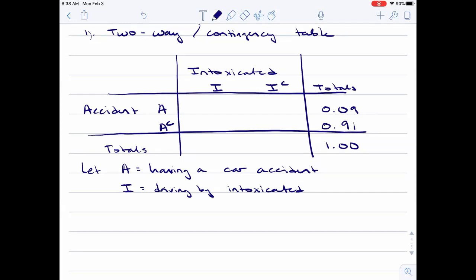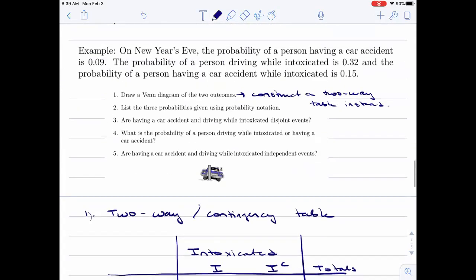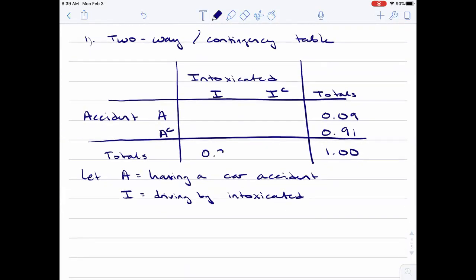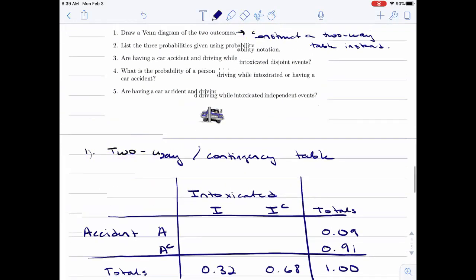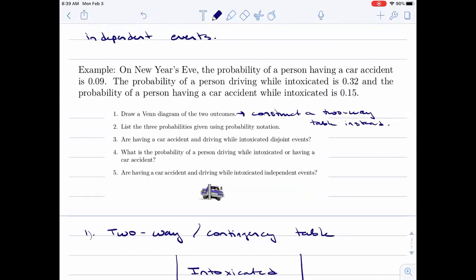And so now we're told that the probability of a person driving while intoxicated is 0.32. So that's the overall probability, 0.32. Which means I also know the probability of not driving while intoxicated, right? 1 minus 0.32, and I get 0.68. And then the last probability that we're told is that the probability of a person having a car accident while intoxicated is 0.15.